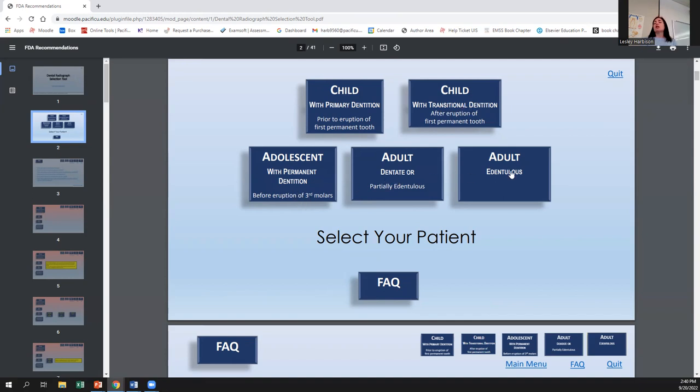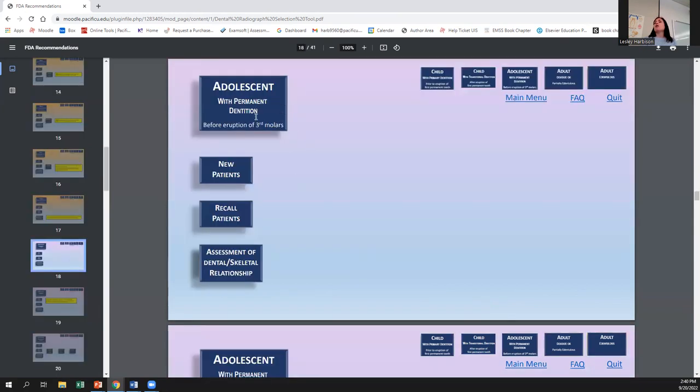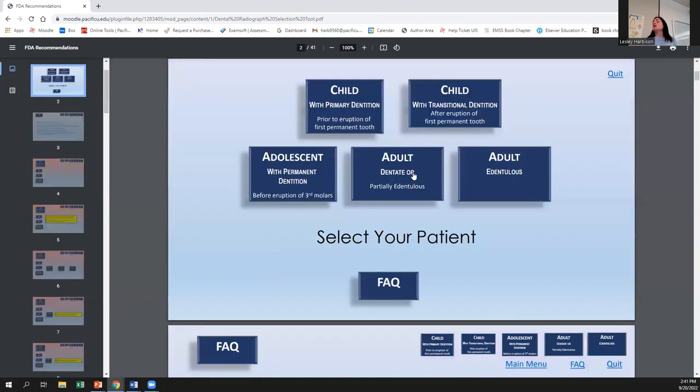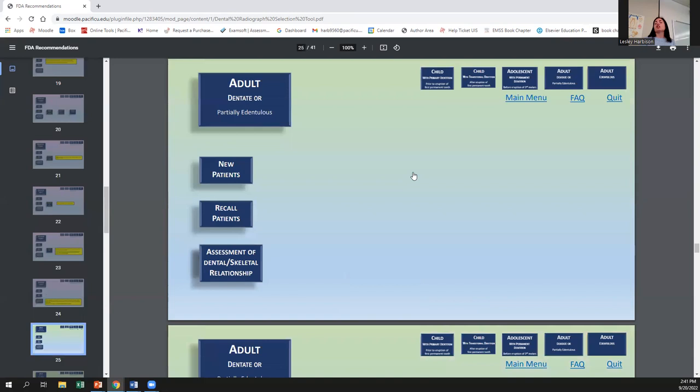So go to main menu, and now we have children with primary dentition, child with transitional, the same thing. These are the categories on the table. And so let's say you have a kid in your chair. Well, you don't see very many kids. So let's say you have an adult with their permanent dentition. So we'll select that. Oh, that's adolescent. Okay, let me go back to one. This is my adult one. Adult with permanent or partially edentulous.